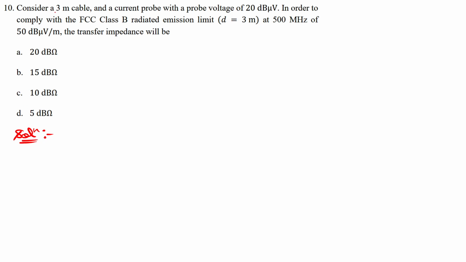Question number 10. Consider a 3-meter cable and a current probe with a probe voltage of 20 dB microvolt. In order to comply with the FCC Class B radiated emission limit at 500 megahertz of 30 dB microvolt per meter, the transfer impedance will be? So everything else is given, we just have to find ZT. And in this problem at least d is given. Otherwise, if only the FCC Class B radiated emission limit is given, then we have to assume d is 3 meters, but already it is given in the problem.